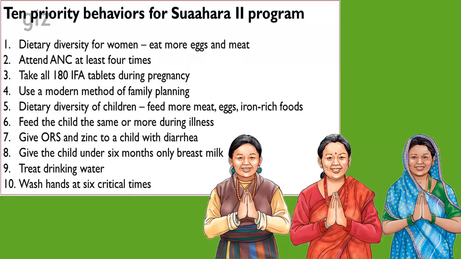Feeding the child more or the same during an illness. A lot of our formative research was showing that parents weren't feeding children as much, because there was a belief that you needed to starve the fever. Giving ORS, oral rehydration therapy, and zinc to children with diarrhea. Washing hands at 6 critical times. Giving the child under 6 months only breast milk. And treating drinking water at home. Those are the 10 key things they're focusing on, and the messages are really short and simple and hopefully understandable by the population groups.